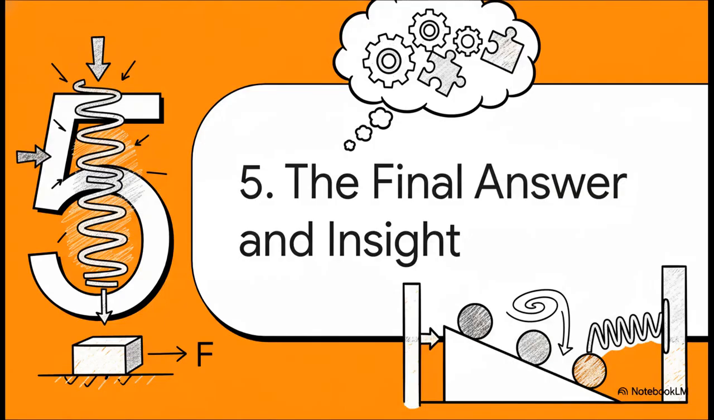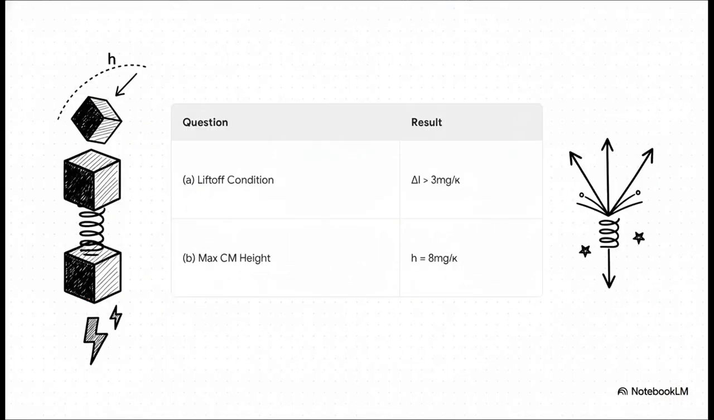All right, we've done the heavy lifting. Let's put all the pieces together and take a look at our final answers. And there you have it, the two clean answers. For part A, to make it jump, you need to compress that spring by an amount greater than 3 mg/k. For part B, with that specific compression they gave us, the whole system's center of gravity will rise to a maximum height of 8 mg/k.